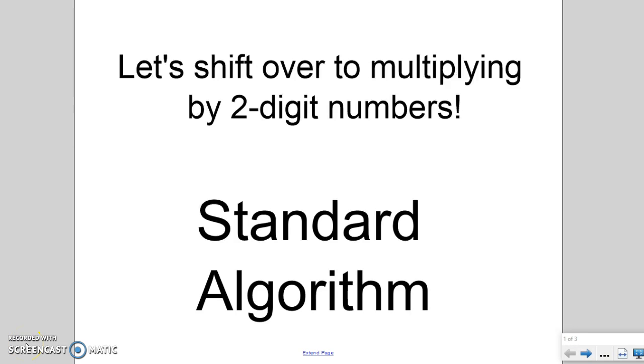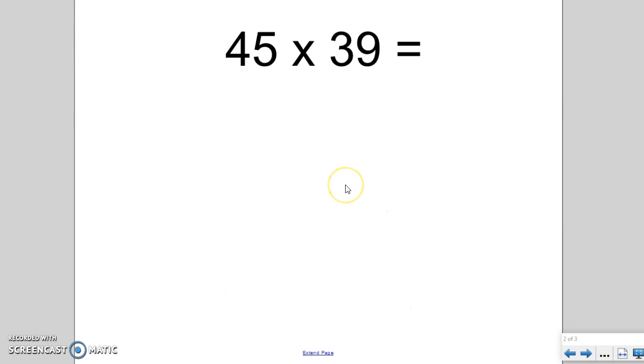All right, boys and girls, we're going to take a shift from multiplying by one-digit numbers to multiplying by two-digit numbers. And this video is going over how to do that with the standard algorithm, that normal procedure that people have been using forever. So let's take a look at this problem here. We have 45 times 39. So you can see that this is a 2 by 2-digit problem.